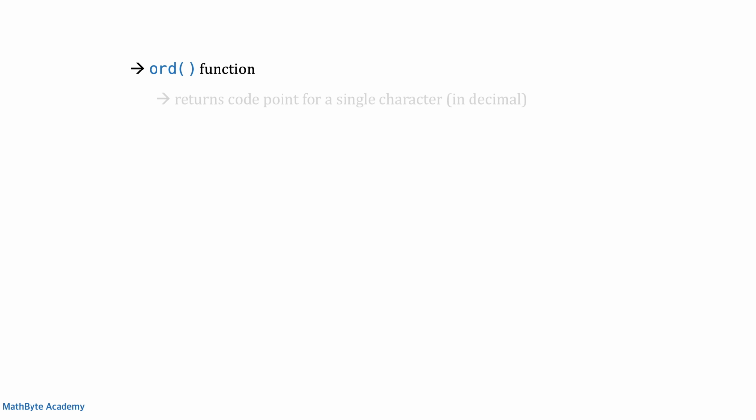So the ord function in Python returns the code point for a single character, and it will return it in decimal. So if we look at ord of the character A, it will tell us 65, which was the decimal character code, both in ASCII and Unicode, for A.